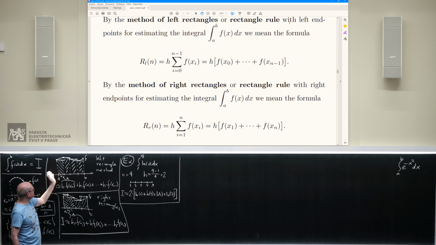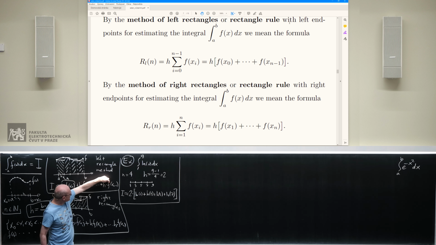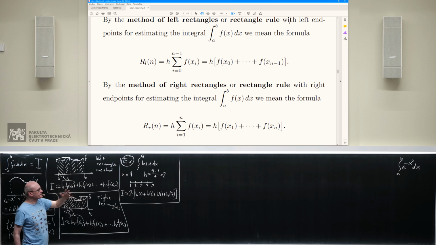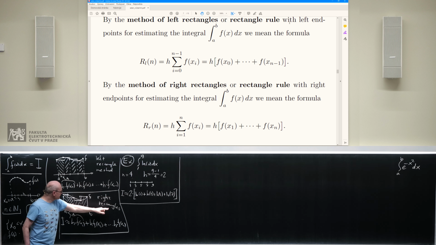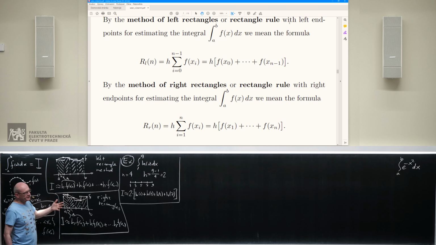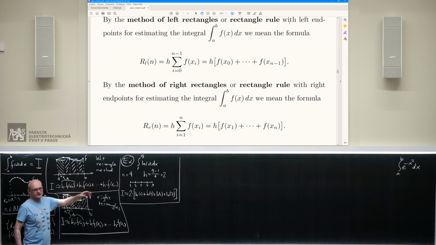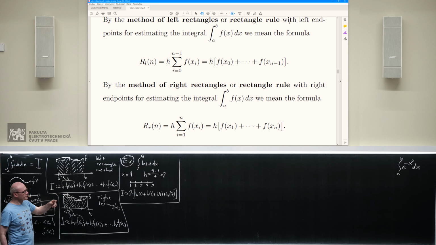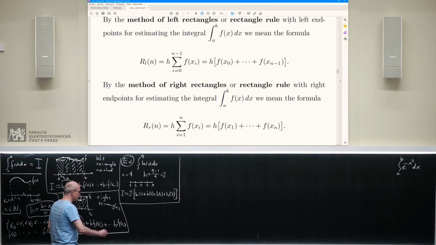Especially if you imagine that the partition size is large, then the majority of the terms is actually shared, starting with x1 and ending with xn minus 1. This middle segment is common to both formulas, they just differ in which part they ignore. The left rectangles ignore the right endpoint, and the right rectangles ignore the left endpoint. So when there are like 100 of these terms, if you ignore this or that, it doesn't make much difference. So the intuitive expectation is that these two methods should be essentially identical in practical behavior. Let me actually finish the example.